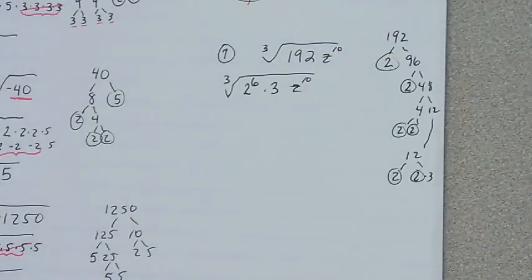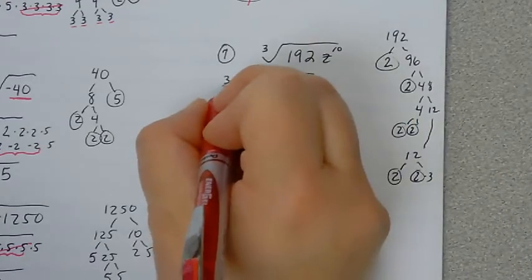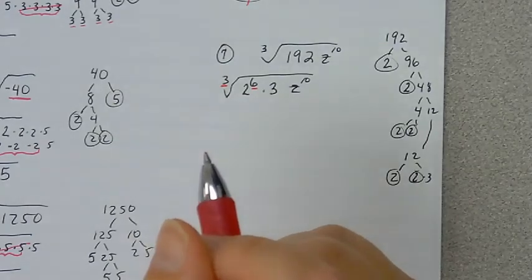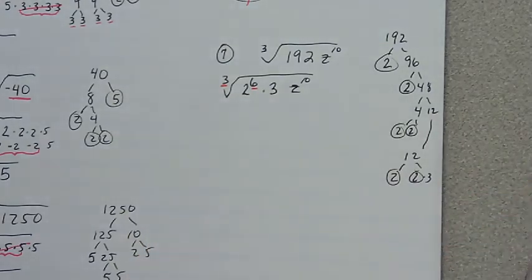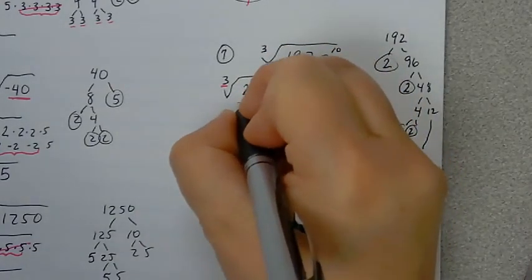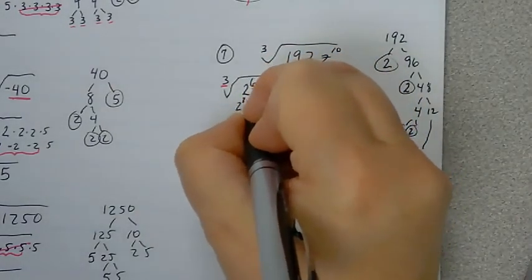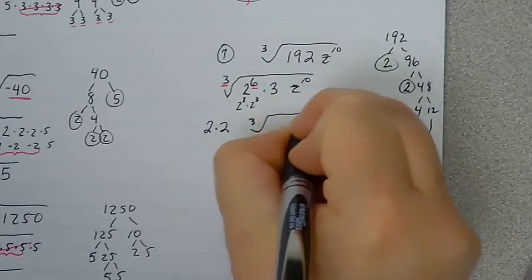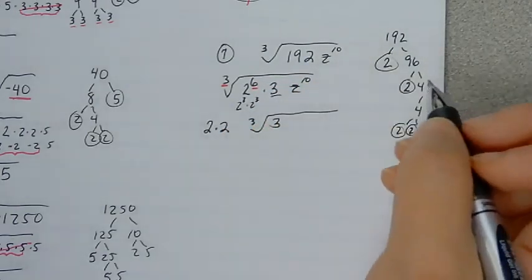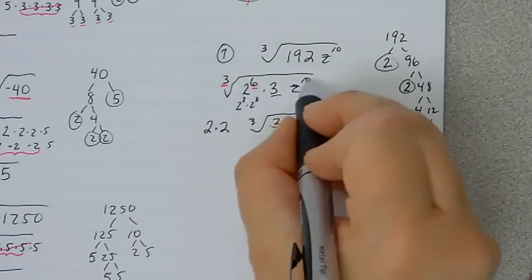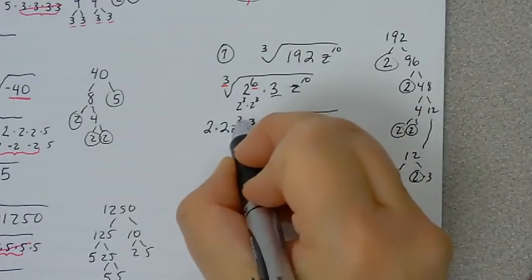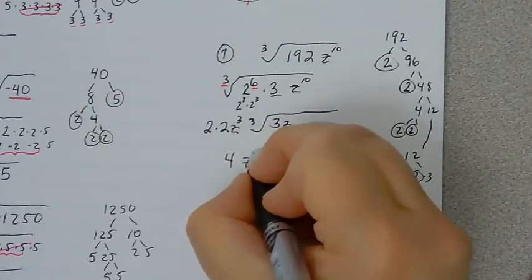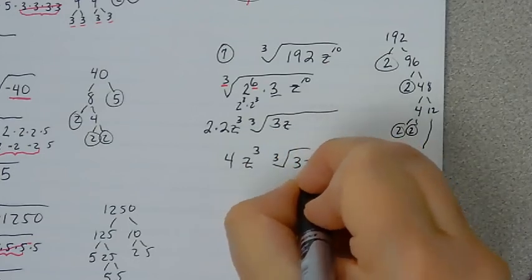So I'm looking for how many groups of 3 do I have in 6? How many groups of 3 would there be in 2 to the 6th? Well, that would be 2 to the 3rd and 2 to the 3rd. So I have 2 groups of 3 in 2 to the 6th. That's going to bring 2 2's on the outside. Leaves a 3 on the inside. And then how many groups of 3 would go into 10? That would be 3 groups of 3 with 1 z left over. So my answer would be 4z cubed, cube roots of 3z.